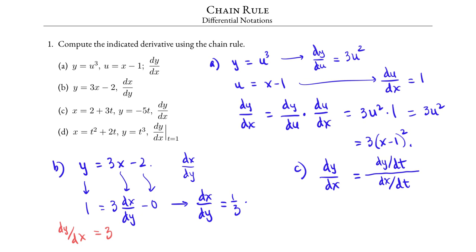But what is dy/dt? dy/dt is the derivative of y with respect to t. y is negative 5t, so its derivative is negative 5. dx/dt is the derivative of x with respect to t. The derivative of 2 is 0, and the derivative of 3t with respect to t is 3. And so the answer is negative 5 over 3.